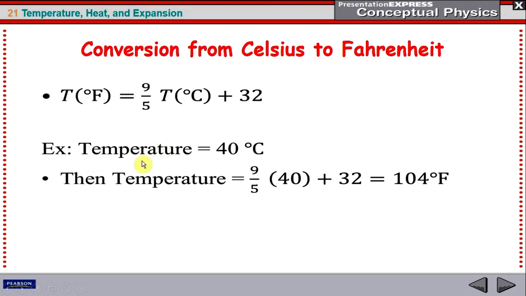So for example, let's say the temperature outside is 40 degrees Celsius. How much is it in Fahrenheit? We'll just go to the temperature in degrees Celsius and substitute 40. 9/5 times 40 plus 32, you should get 104 degrees Fahrenheit. So that's a very simple formula to use for conversion from Celsius to Fahrenheit.